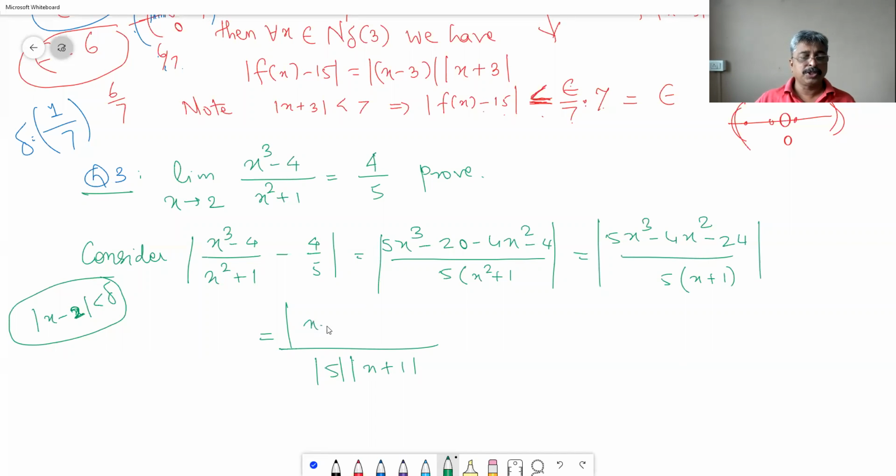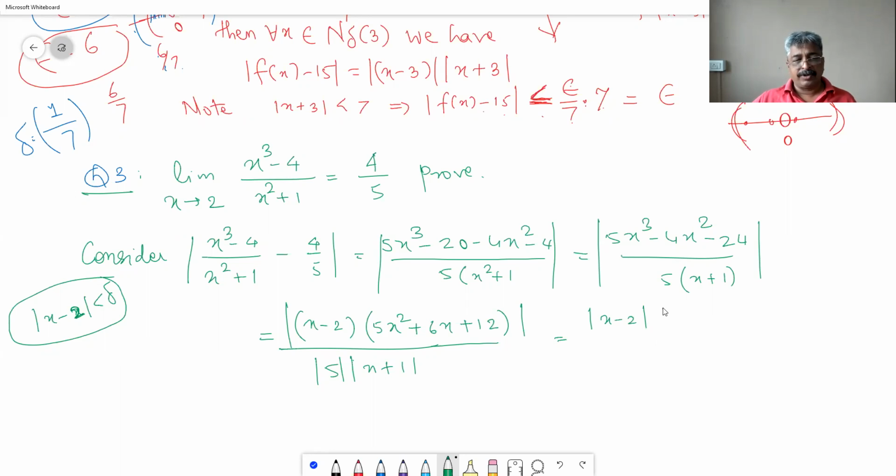x minus 2 is supposed to be a factor. We will check what is the other factor. It is 5x square, minus 10x square plus 6x, creates plus 6x square minus 4x square. So minus 12x plus 12 is the other factor. And this is minus 24, correct. Okay, so this is equal to the absolute value of x minus 2, which is what we wanted.